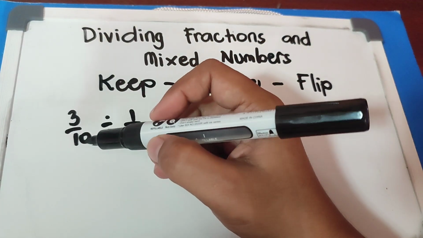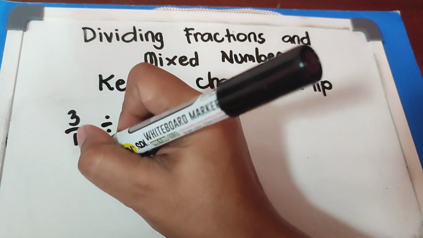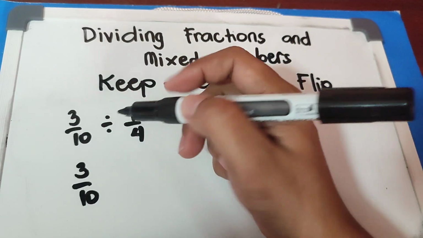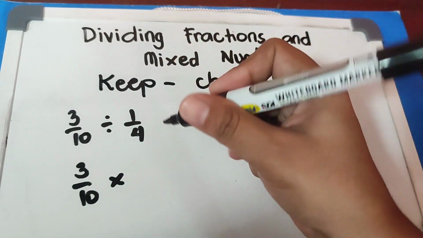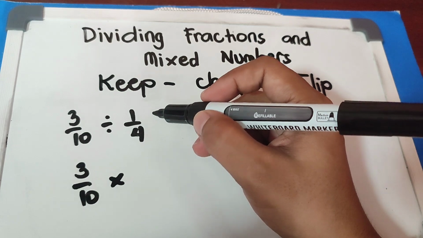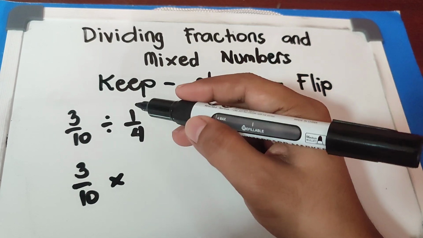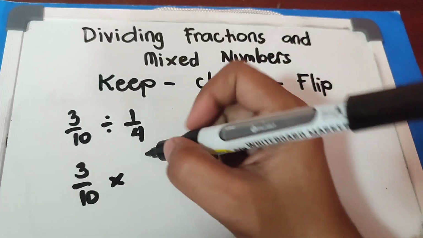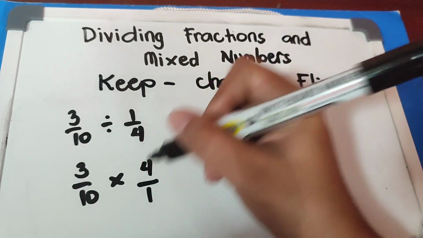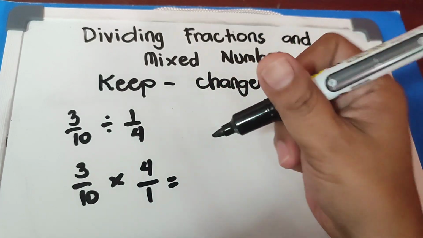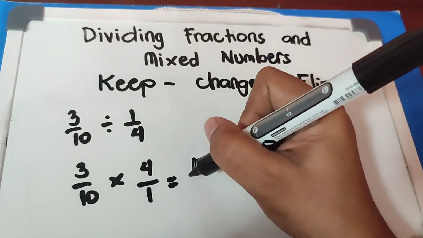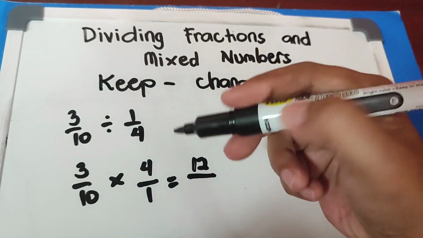You need to keep the first fraction, which is 3/10. Then change this into multiplication and flip 1/4. When we say flip, you're going to get the reciprocal. The reciprocal of 1/4 is 4/1. Then let's multiply. 3 times 4 is 12. 10 times 1 is 10.